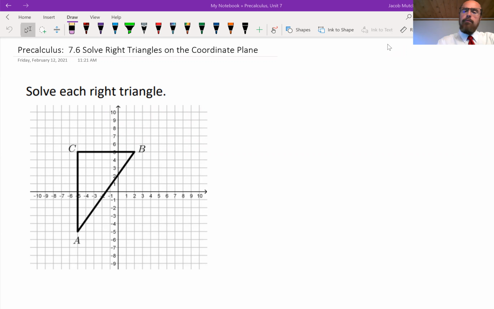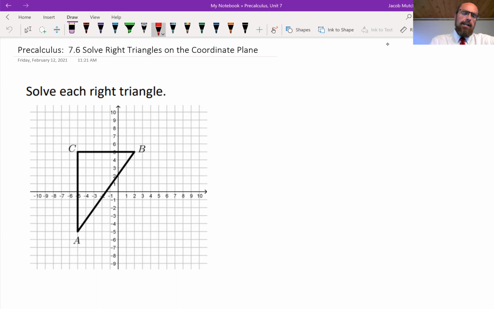Well, I can use the orientation of this triangle to help. Notice that it has 2 of its sides that are either vertical, like side AC on the left, or perfectly horizontal, like side BC on the upper part of the right triangle. And I really can count. Anytime I've got vertical or horizontal sides, I can just count.